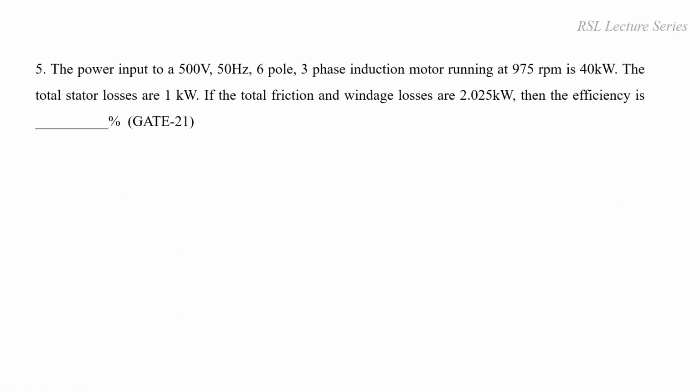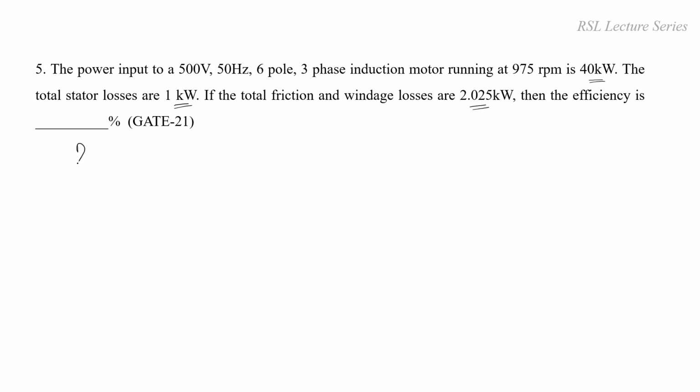Next, we'll solve the fifth question. The question is: power input to a 500 volts, 50 Hertz, 6-pole, 3-phase induction motor running at 975 RPM is 40 kilowatts. Input power is given. The total stator losses are 1 kilowatt. The total friction and windage losses are 2.025 kilowatts. Then the efficiency is dash percentage. We have to find the efficiency of the induction motor.